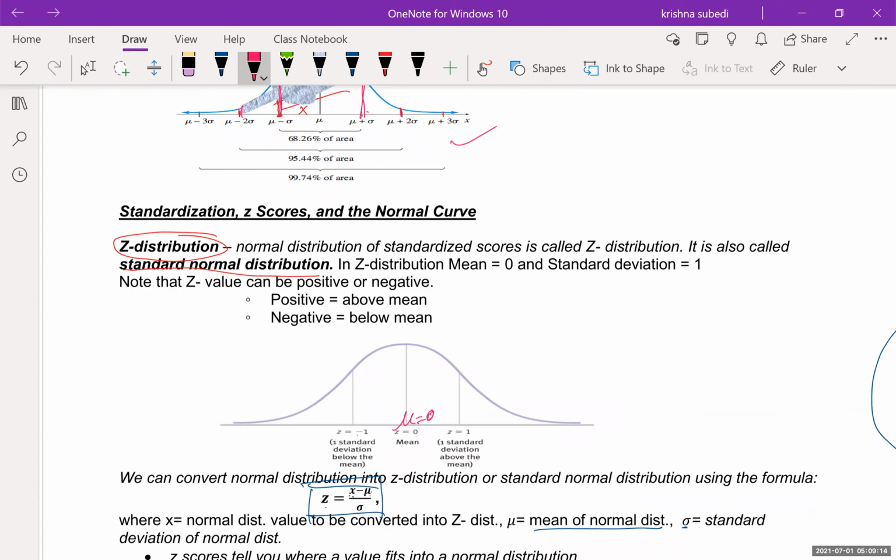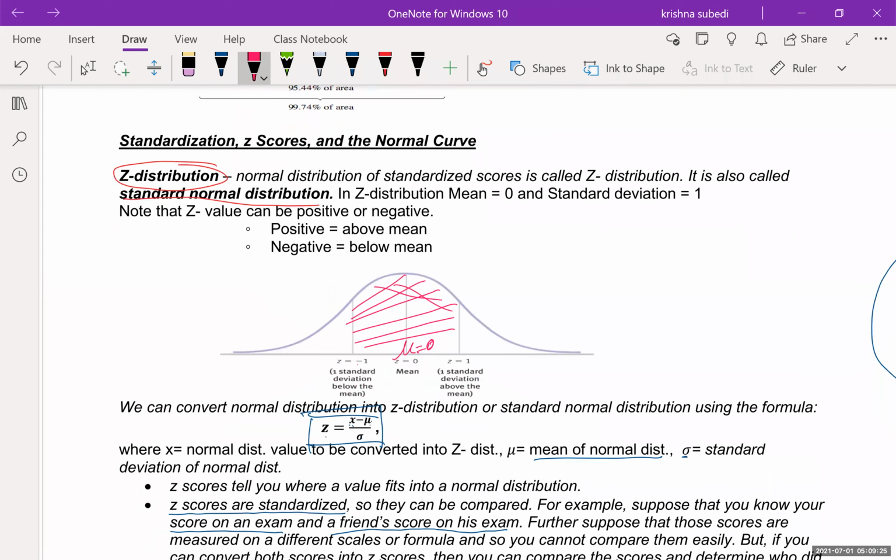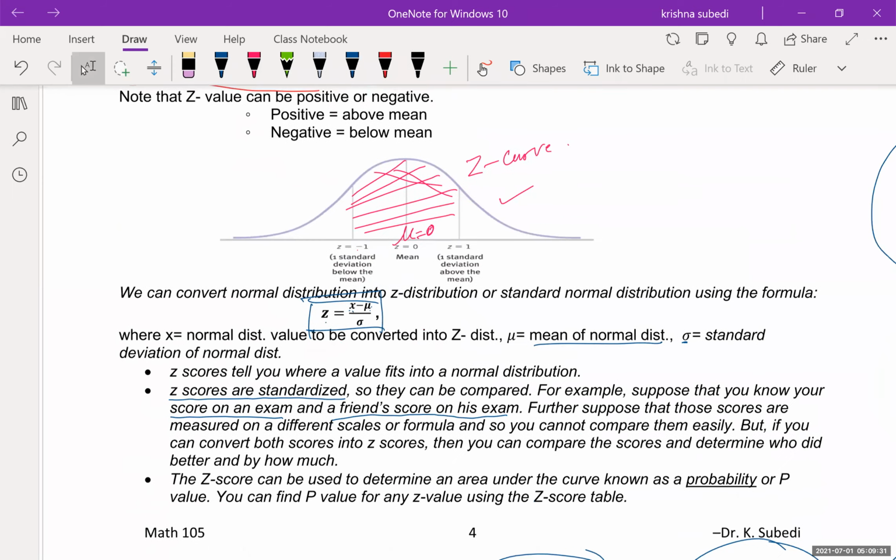Okay, so 68.26% of the data or the area lies within one standard deviation. The same property applies to the Z curve as well. We discussed that in our last class. We also learned a formula to convert the normal curve into a Z curve, finding the Z value.